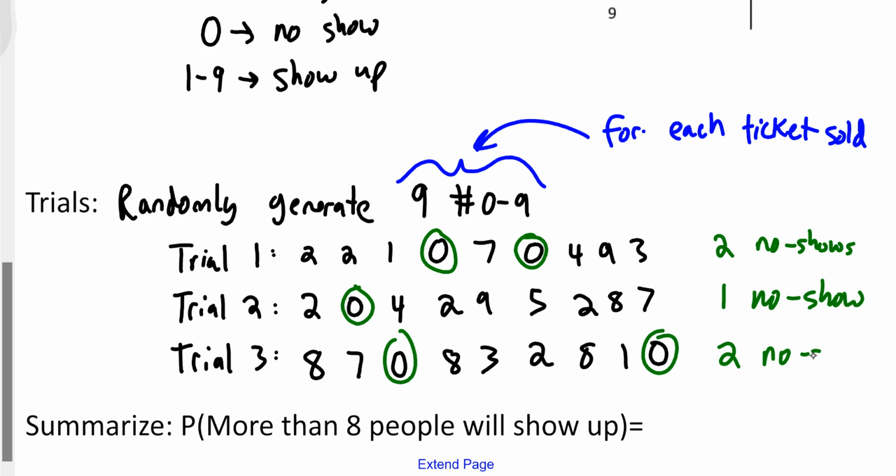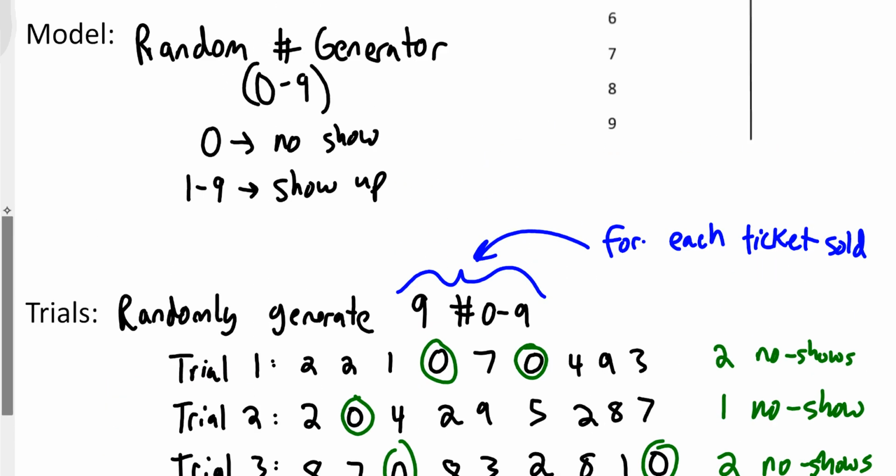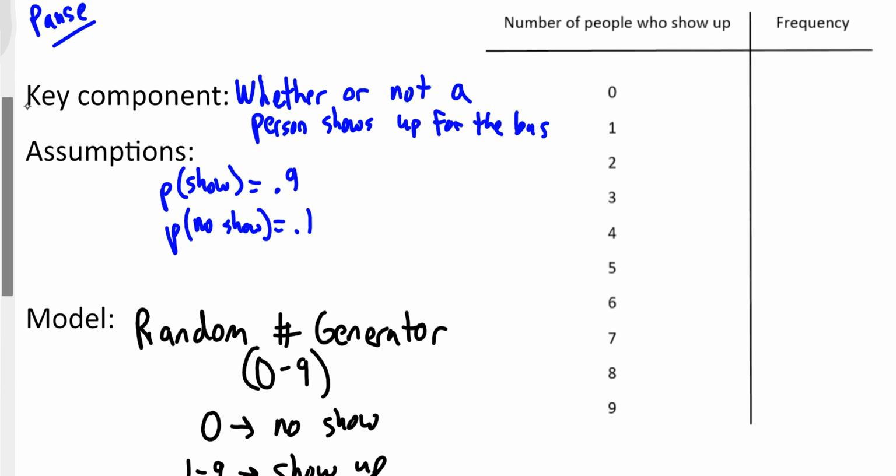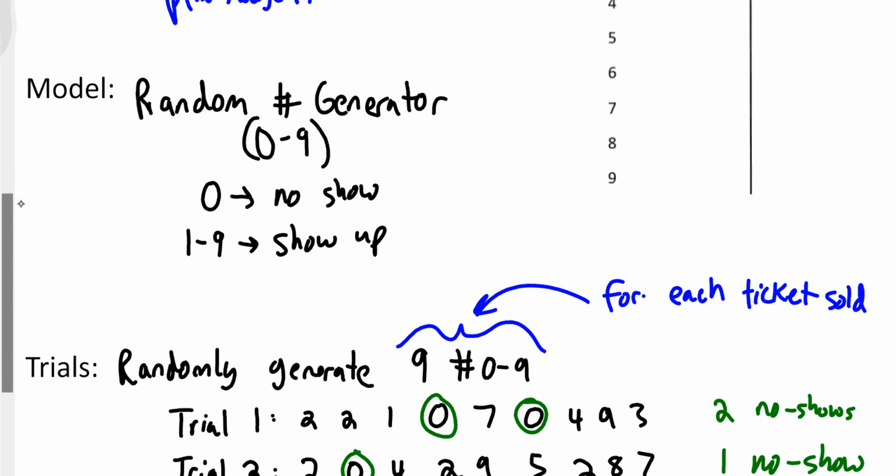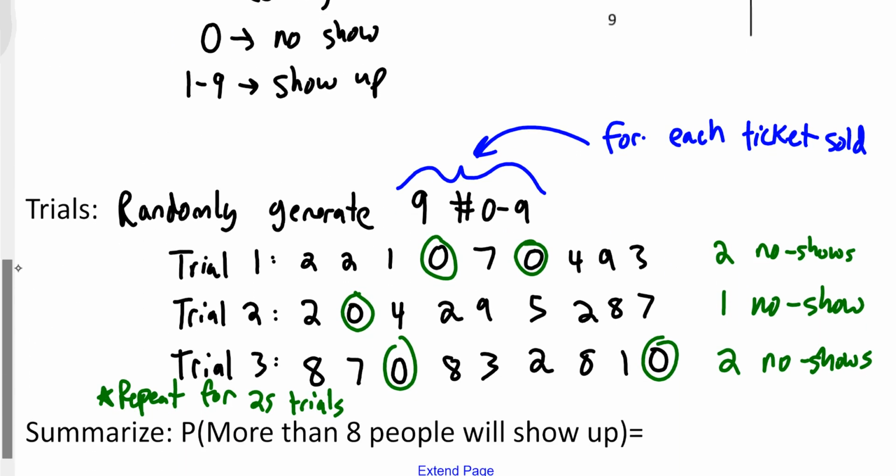So that's my context. The question is, will we have enough space? So we need to do up to 25 trials. So make a note. Repeat for 25 trials. You do not have to state all those trials, but you do need to get your data. So the number of people who showed up. So maybe I should change that down here. So 7 showed, 8 showed, 7 showed. So I've got 7, 8, and 7.